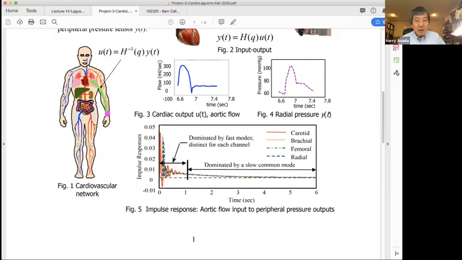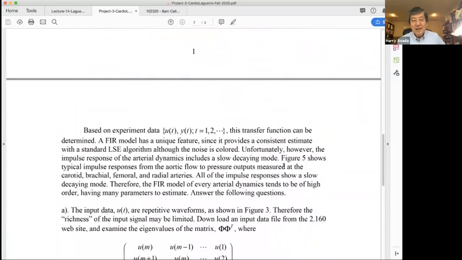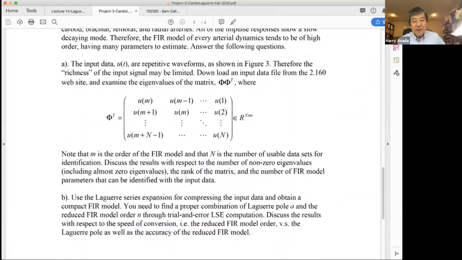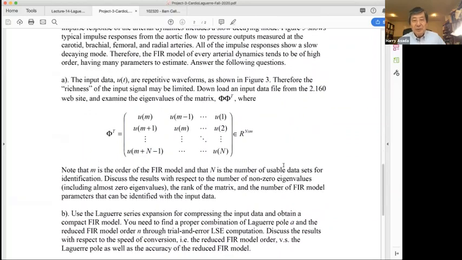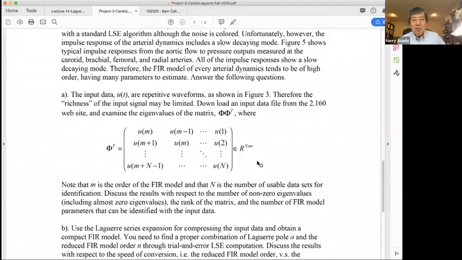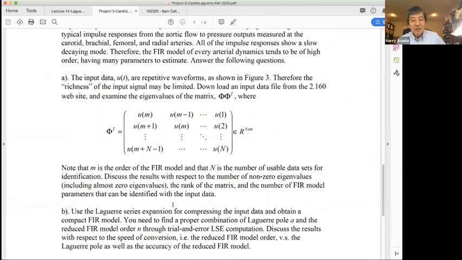Depending on the locations, blood pressure waveforms are slightly different, but all of them converge to this slowly decaying mode, right? So in order to identify these systems, you have to deal with this slowly decaying mode. That's why we like to use the Laguerre series expansion. Before going there, you need to study the richness of the signals by checking the rank conditions and so forth. So this is just a warming up problem. And then next, you use the Laguerre series expansion.